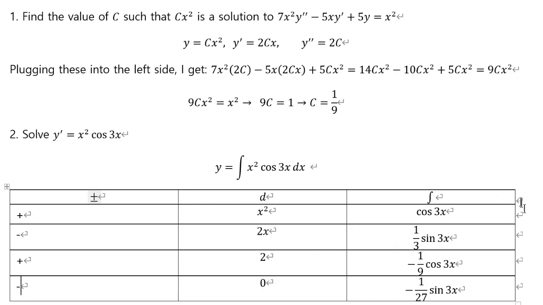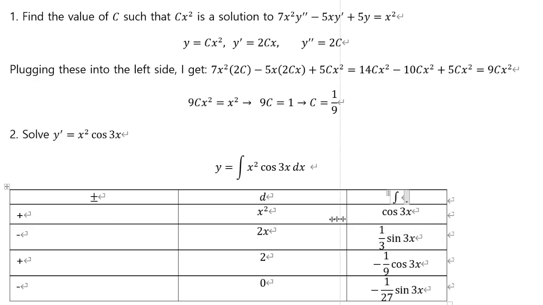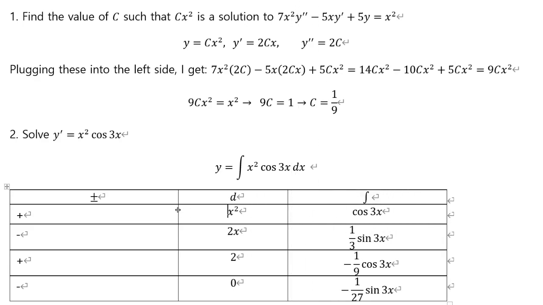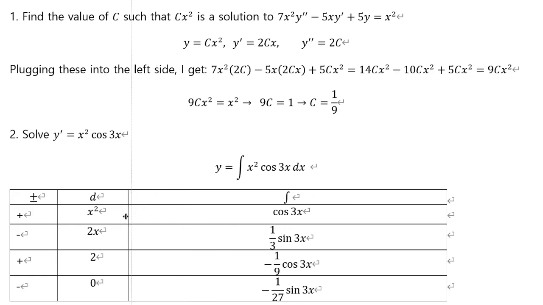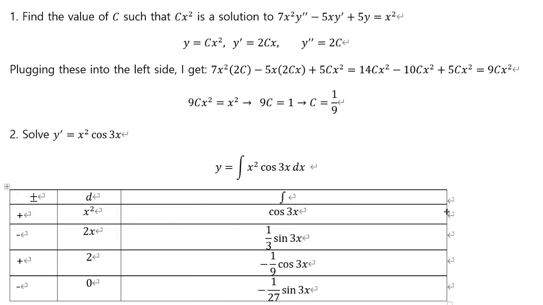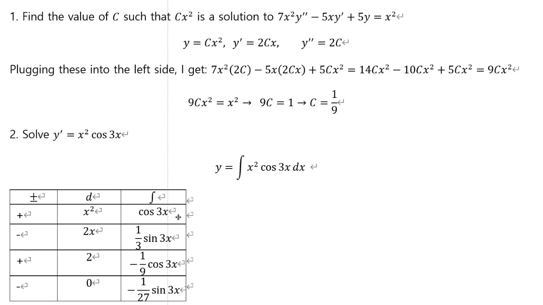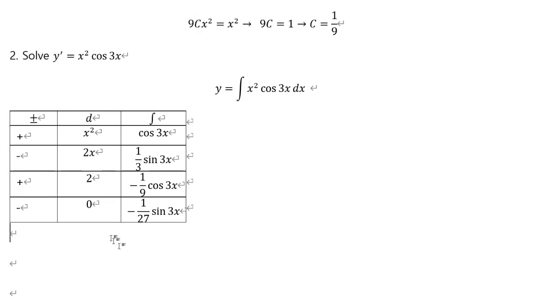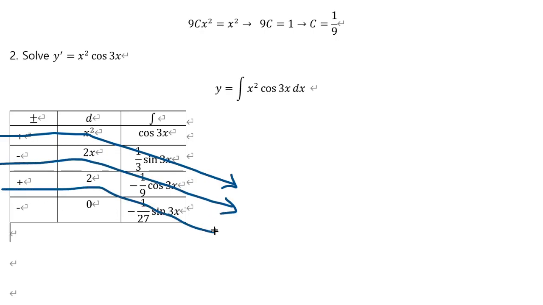And once you have that, let me just make it smaller because it doesn't have to be this big. Make it smaller. Okay. So once you have this table, then you can multiply in this format, right? And then like that, and like that.